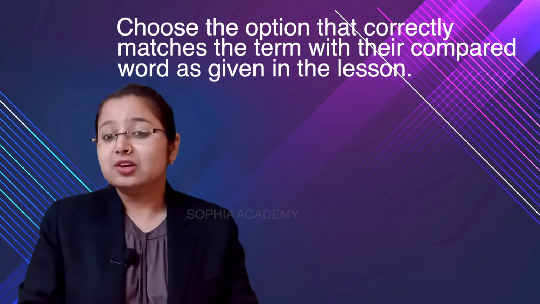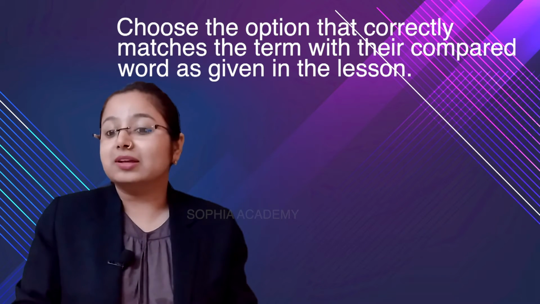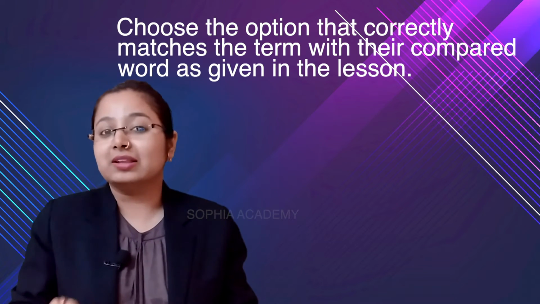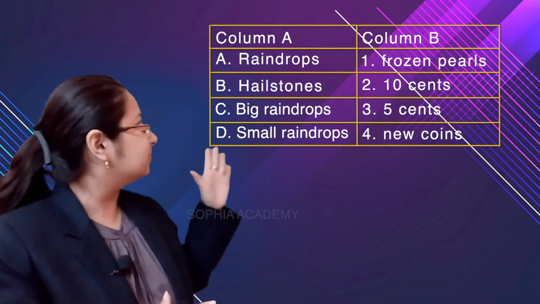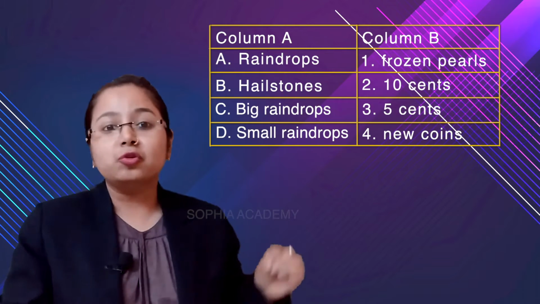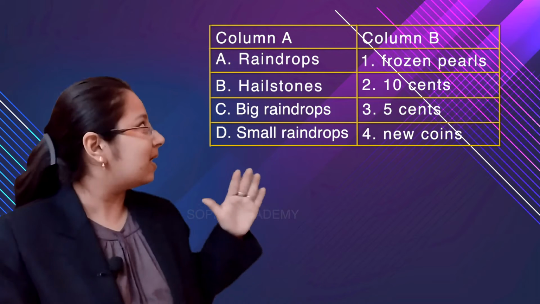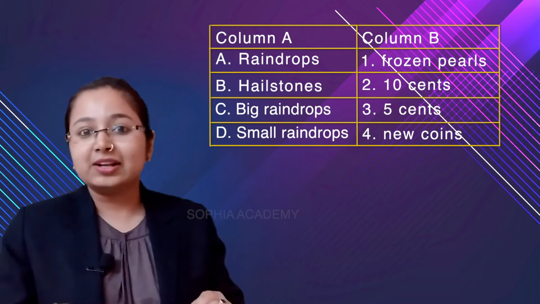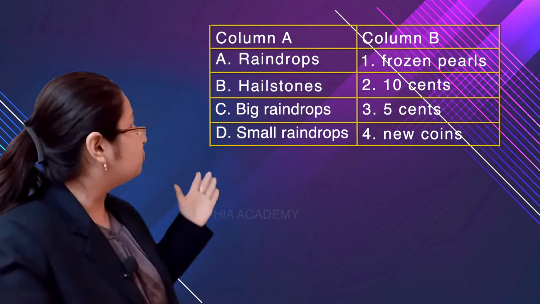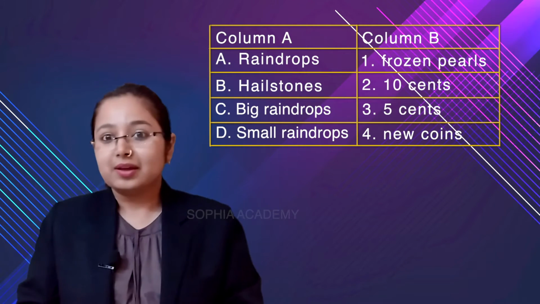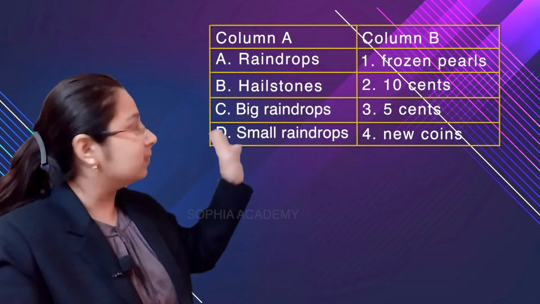The next question is, choose the option that correctly matches the term with their compared word as given in the lesson. So this is a kind of match the following. There are certain words that are provided and you have to match them properly and appropriately, and after matching you have to tick the correct option. Okay. So students, as you can see, there are 2 columns that are provided and you have to match the word of column A with column B.